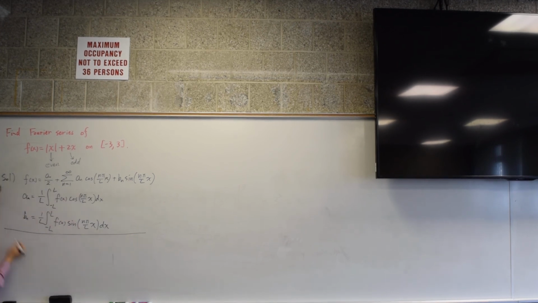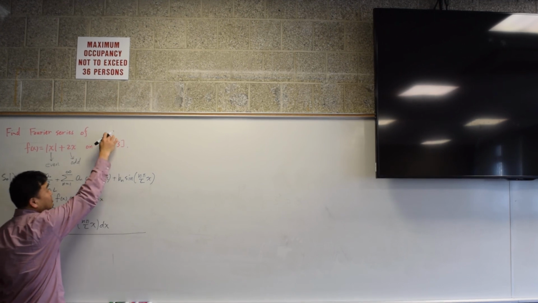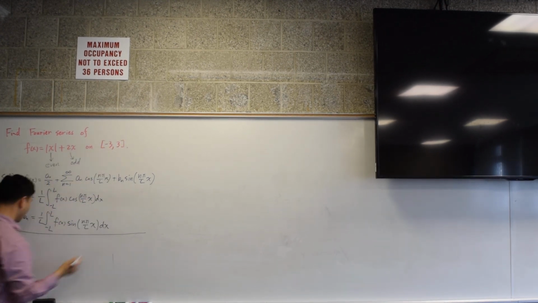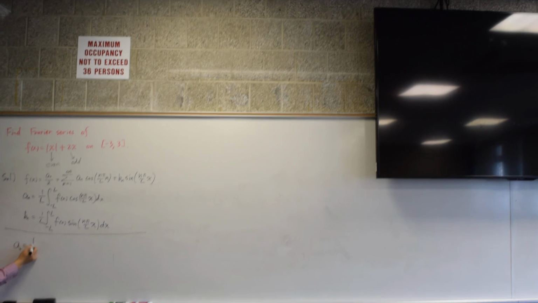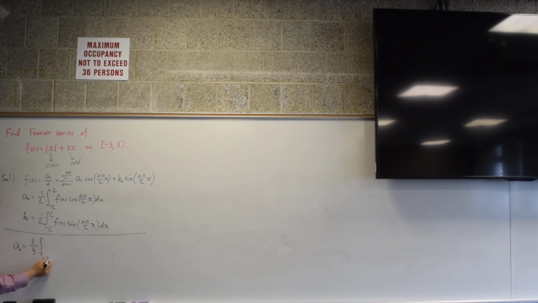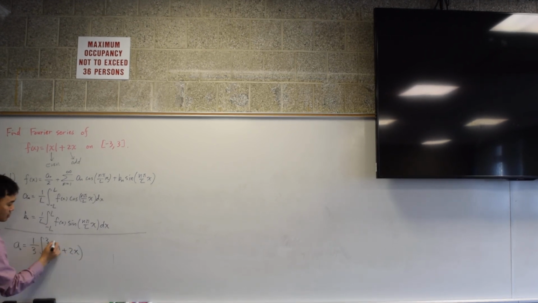Okay, so start with the easiest one, a0. What's a0? a0 is the integral. Oh, before we do that, we should figure out what L value is. What's the L value? 3. L is 3 because it's from negative L to L, and we have negative 3 to 3. So the value of L is 3. So 1 over 3 integral from negative 3 to 3 of absolute value of x plus 2x dx.